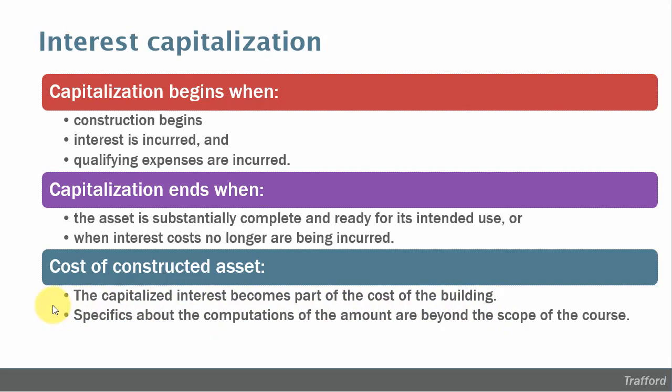In other words, it becomes part of the cost of the building. If a company incurred $200,000 of interest during the year and $50,000 of it was deemed to be construction period interest, $150,000 of interest would be interest expense, and the other $50,000 would instead have been capitalized as part of the cost of the building.